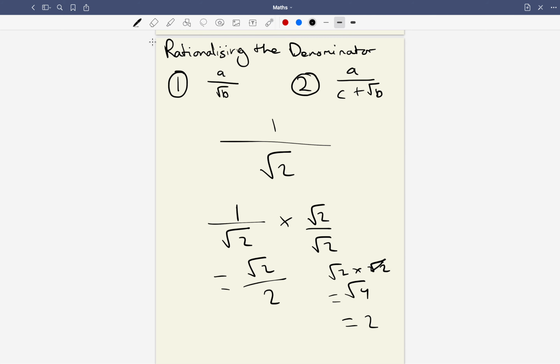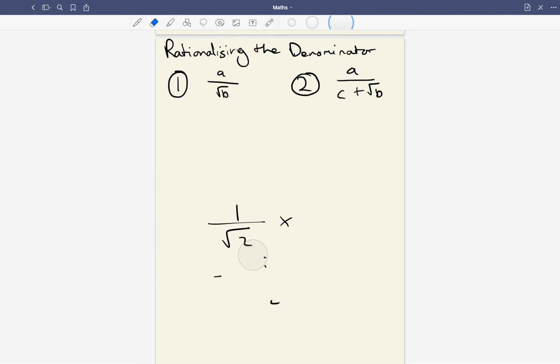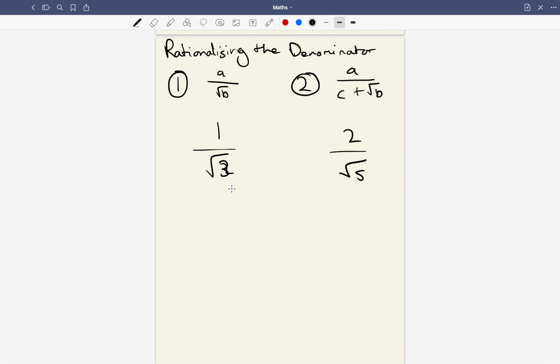That's now rational. So that's your first scenario, and I'll just give you a practice question. Have a go at 1 over root 3, and 2 over root 5. Pause the video and have a go at both of these.